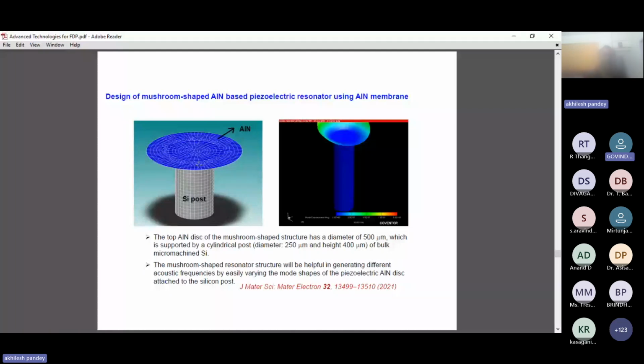The top aluminum nitride disc of the mushroom-shaped structure has a diameter of around 500 micrometer, supported by a cylindrical post of diameter 250 micron and height around 400 micron of bulk micromachined silicon material. The mushroom-shaped resonator structure will be helpful for generating different acoustic frequencies by easily varying the mode shapes of the piezoelectric aluminum nitride disc attached on the silicon post.